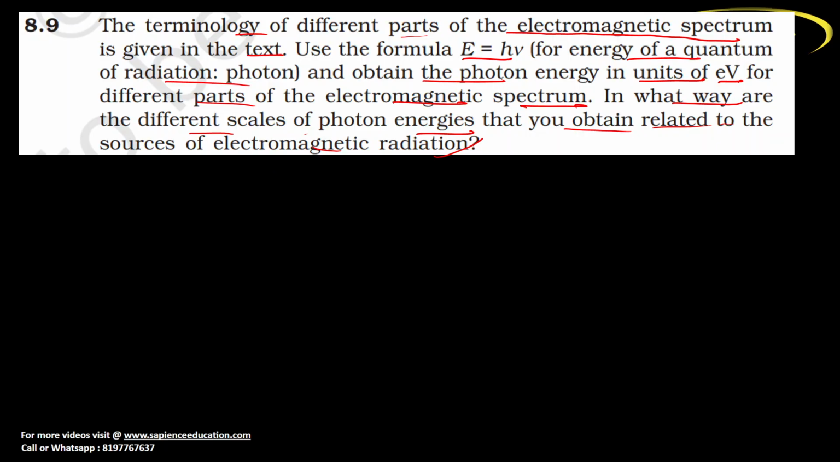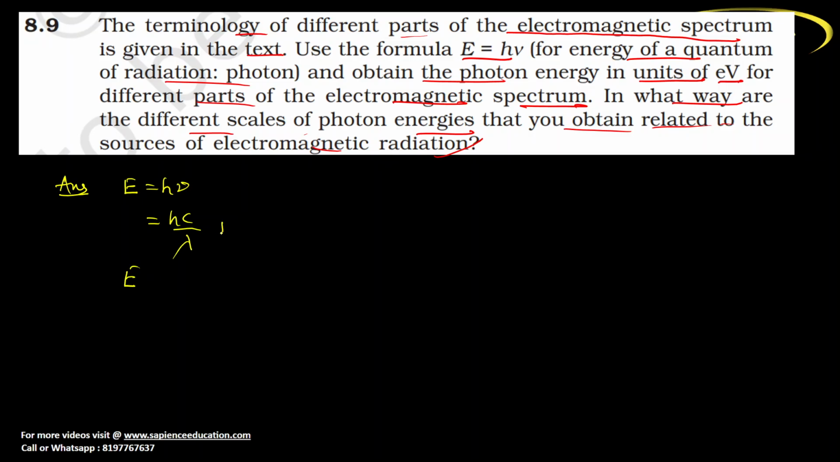Okay, so basically what they are asking you is energy in terms of lambda, or energy in terms of the electron volt. So the basic formula for the energy is E equals h nu, right? We can also write it like this, hc by lambda. Now just put the value of h as well as c.